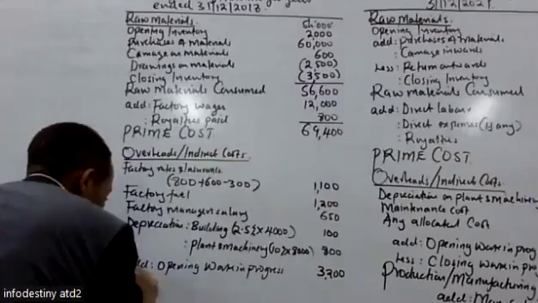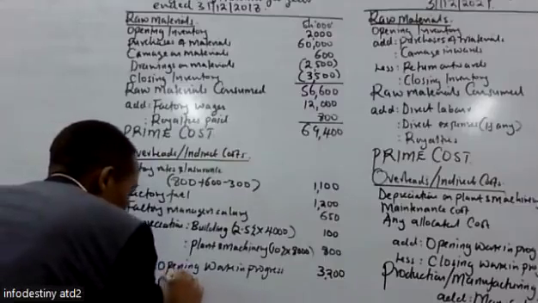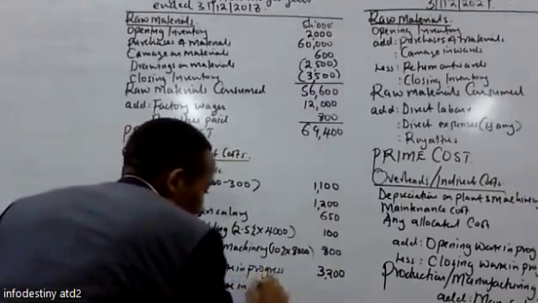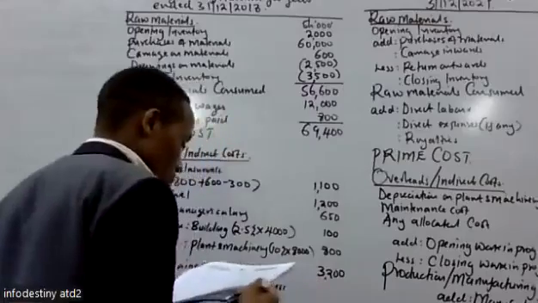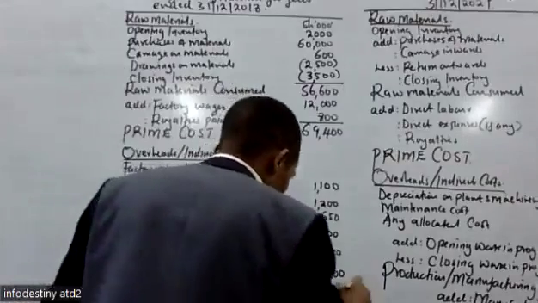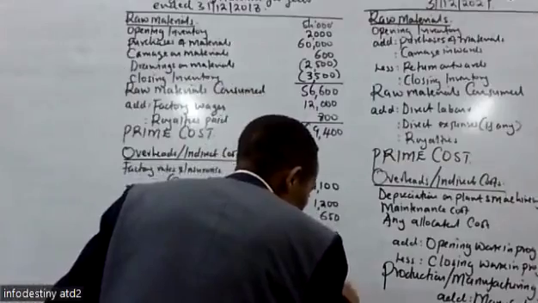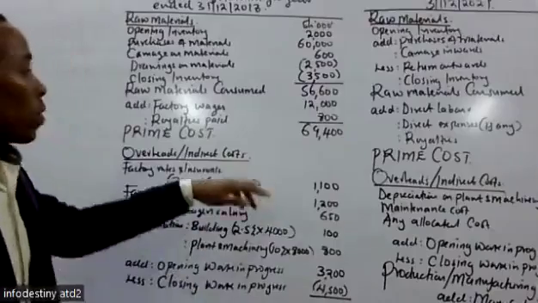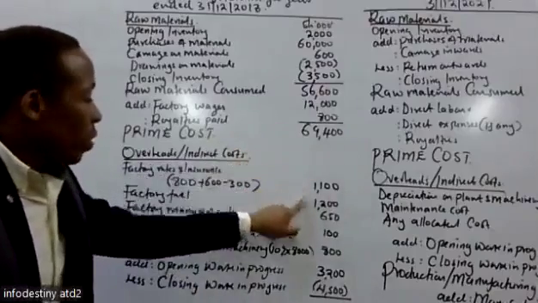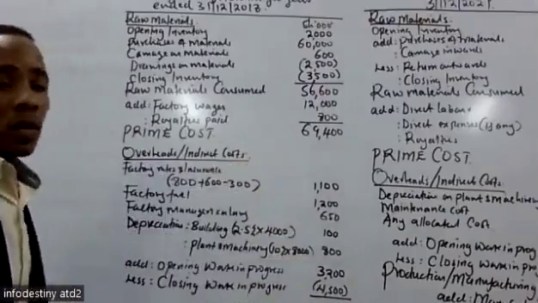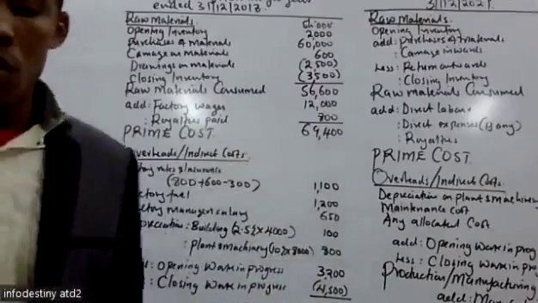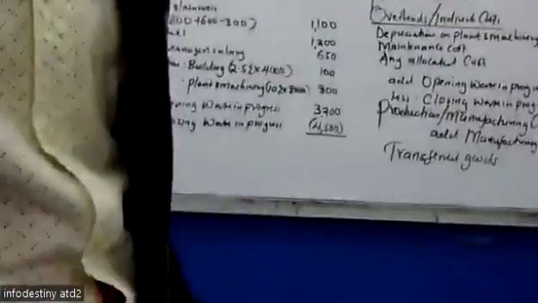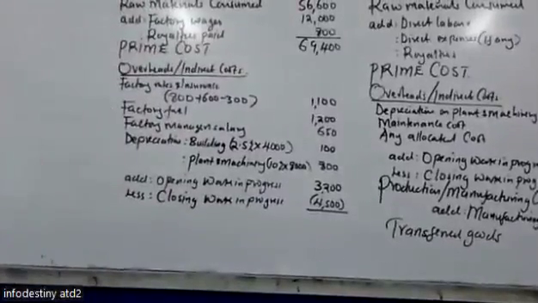Then we less the closing work in progress. The closing work in progress in additional information 4 is 500. So the total of the prime cost plus all this minus 500 will give us the factory cost.